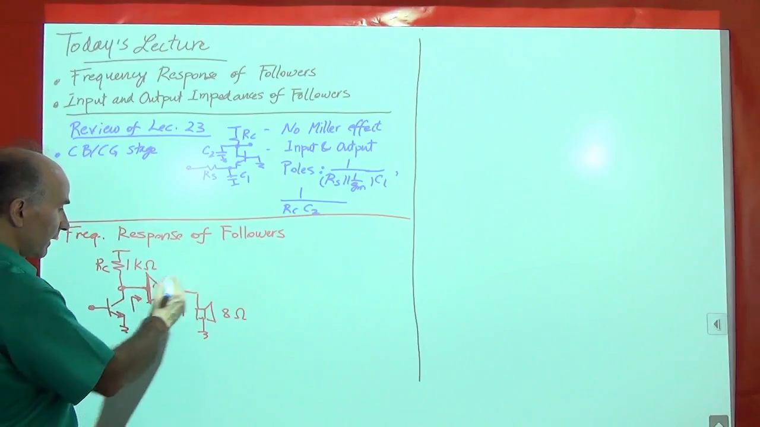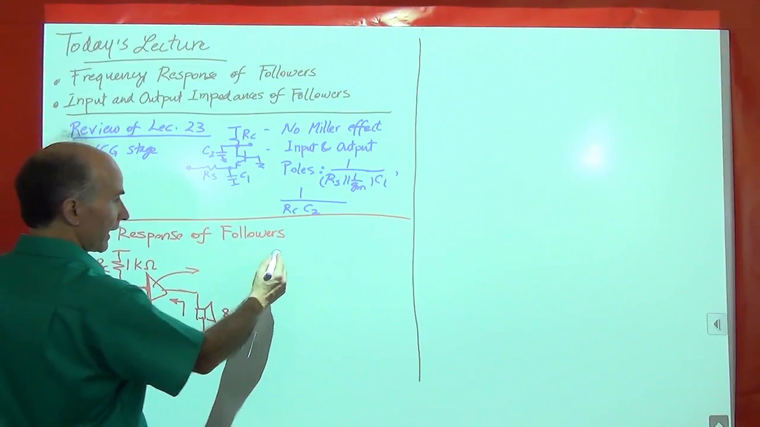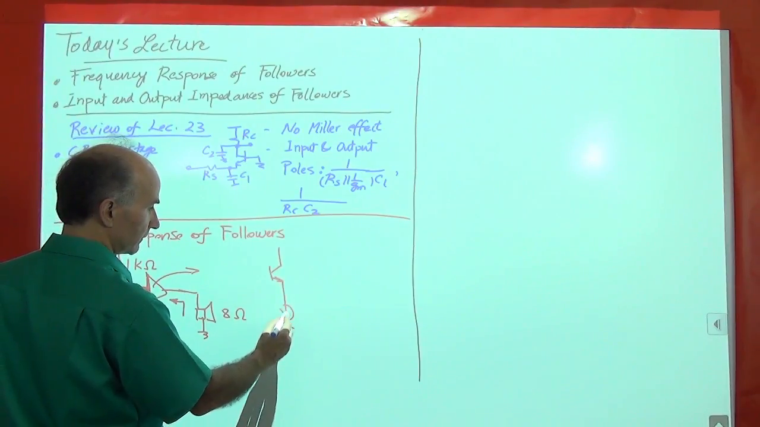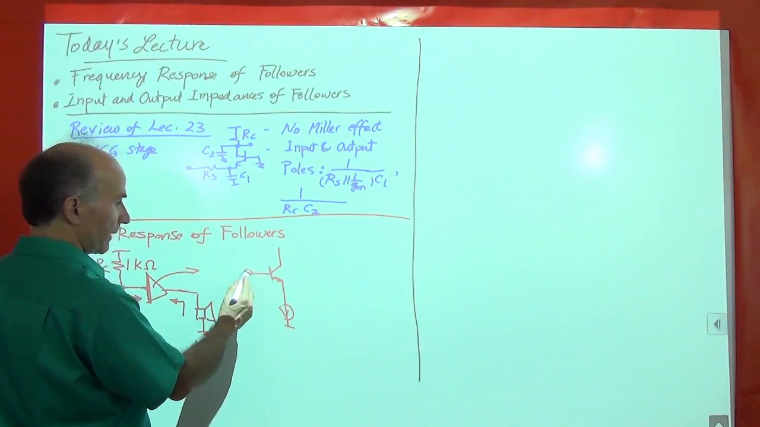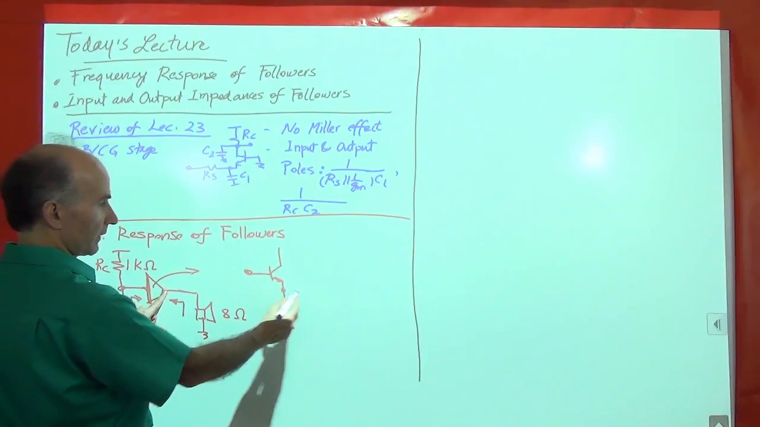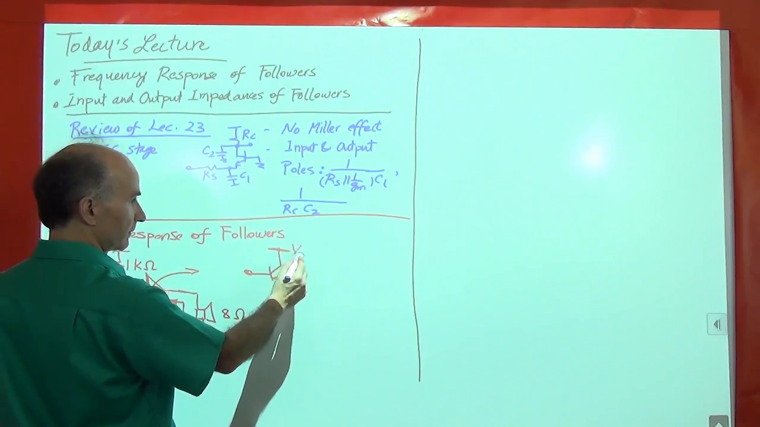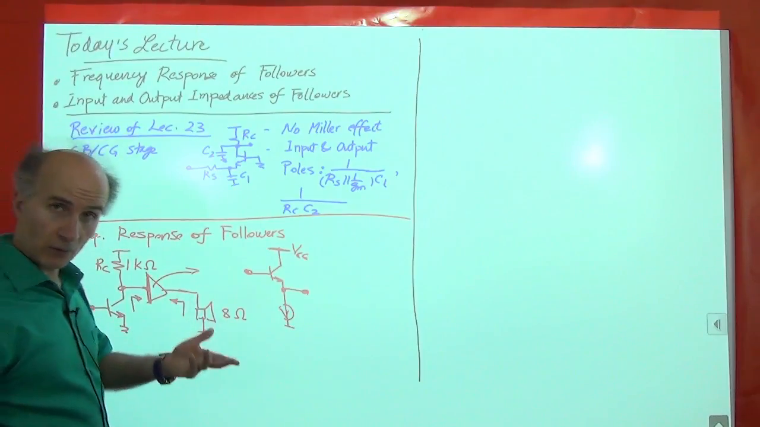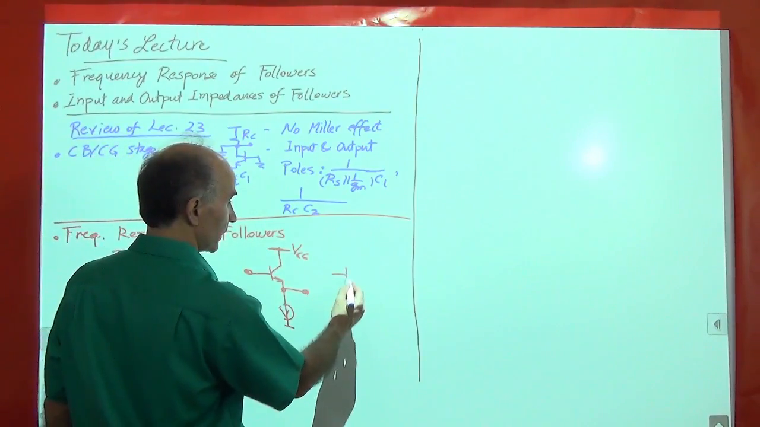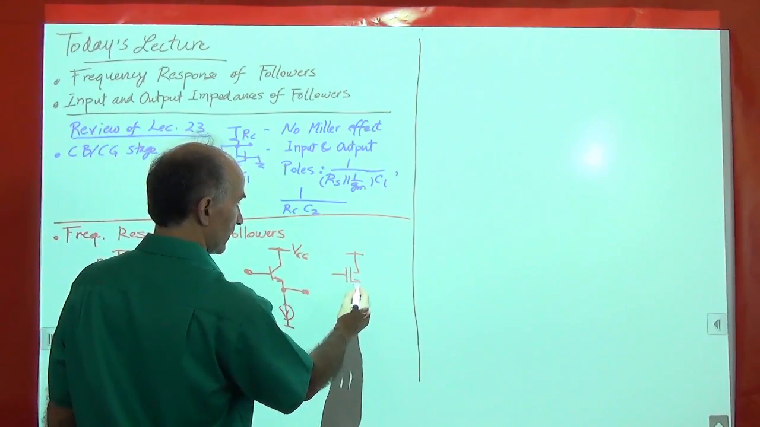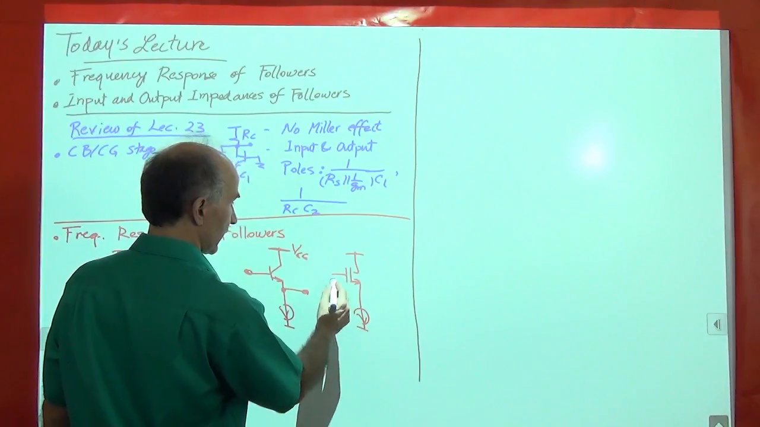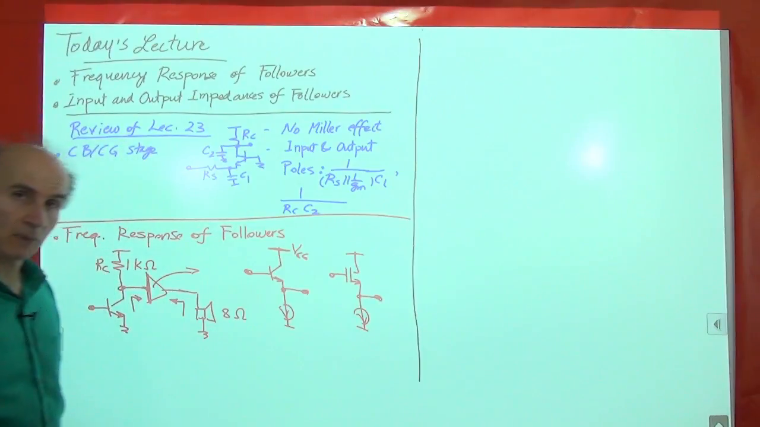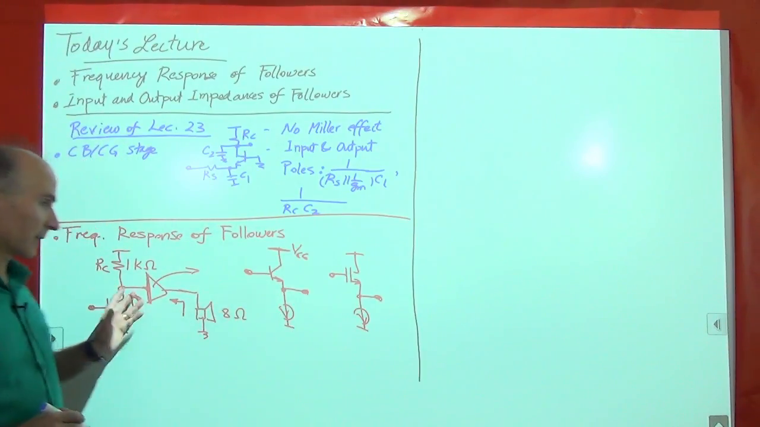And this buffer can be realized as an emitter follower, like so. The signal goes to the base and comes out of the emitter. This is VCC. Or as a source follower. So similarly, we have something like this, and we go into the gate, we come out of the source. Okay, so these can serve as this buffer.